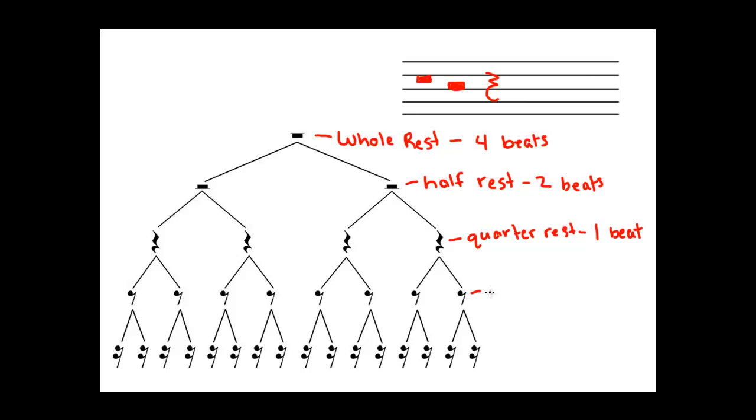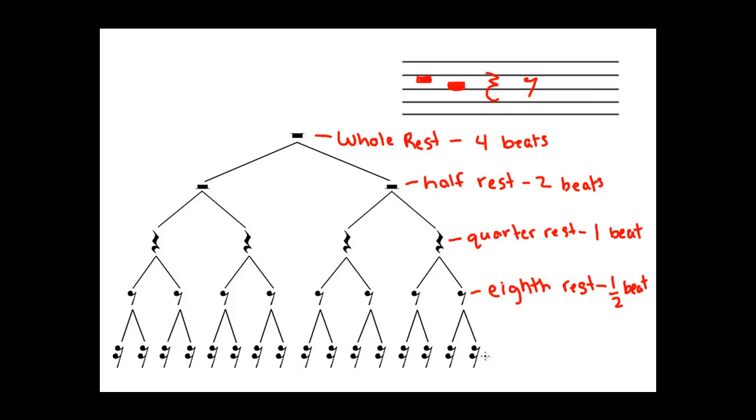Our next rest is called the 8th rest. In a measure of 4/4 time, an 8th rest will receive half of a beat. An 8th rest is drawn on a staff like this.